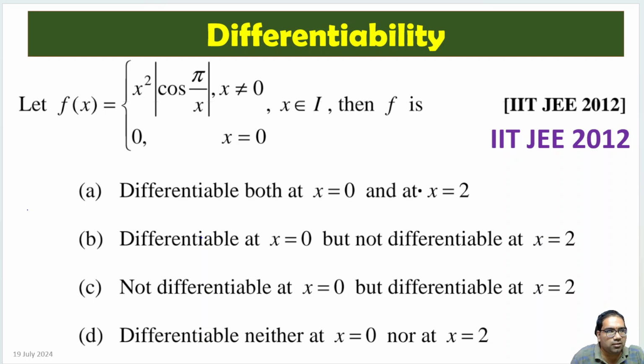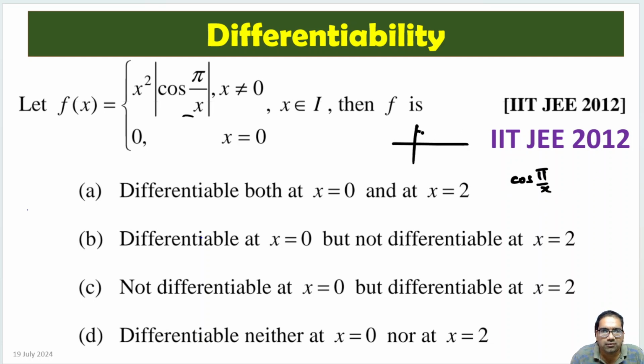Right. Now, firstly, let us take the easier one, which is at x equal to 2. At x equal to 2, x square is always continuous, and cos pi by x, which equals cos pi by 2, is also continuous. So basically these two functions are definitely continuous. Right. Now, if you see cos pi by x, let us see how this graph looks around x equal to 2.